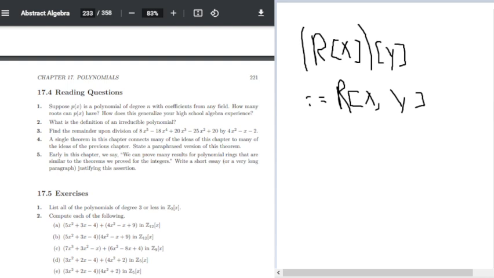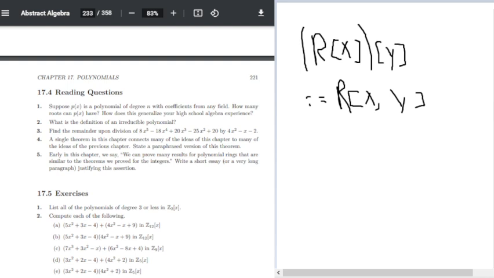2. What is the definition of an irreducible polynomial? Given a field F, an irreducible polynomial is a polynomial that cannot be written as the product of non-constant polynomials of degree greater than 0 and strictly less than n.